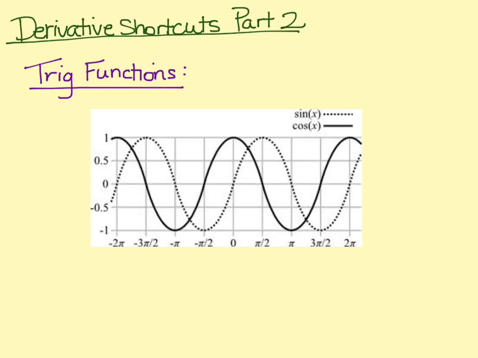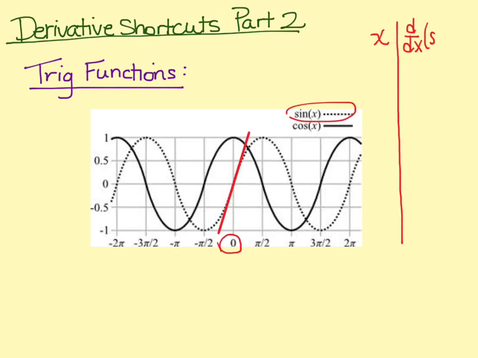Let's start with trig functions, and we'll start with the graph of sine x. So we can create a chart, and notice that when x is 0, if we look at the slope of the tangent line to sine x, we have a positive slope, and it's about as steep as it's going to get. So it'll be a big positive number. So I'm going to put down when x is 0 that the derivative is a big positive number.